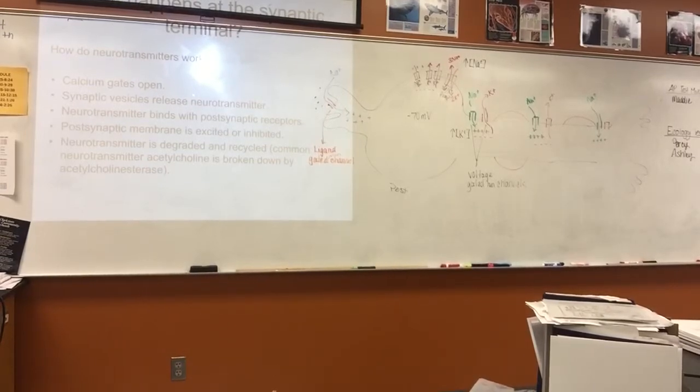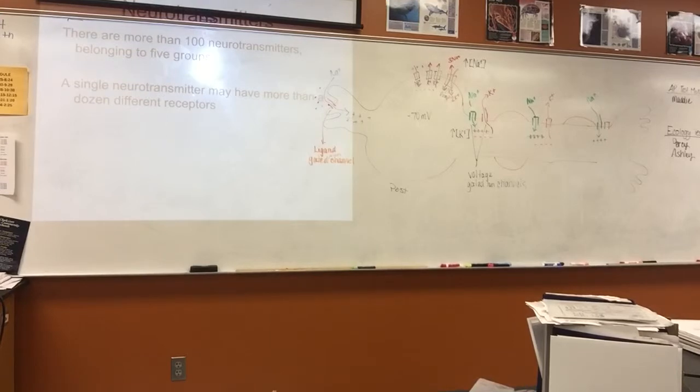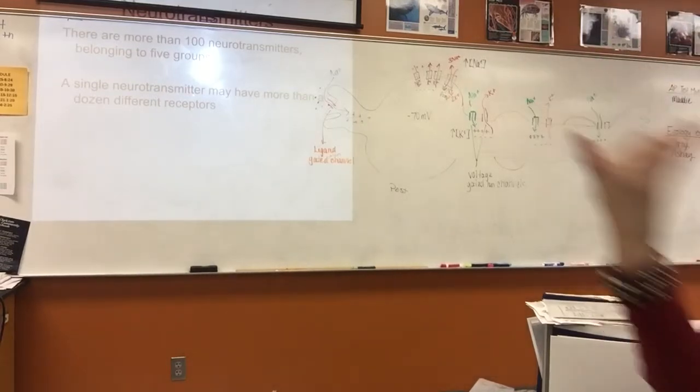All right, so the last little bit is just about different types of neurotransmitters. So our body makes, and our neurons make, lots of different neurotransmitters. There's 5 different groups of them based upon their composition. So every neurotransmitter is composed of something different, has different shapes, and therefore binds with different receptors. But a single neurotransmitter can have different receptors that it can bind to, so therefore can affect different cells.